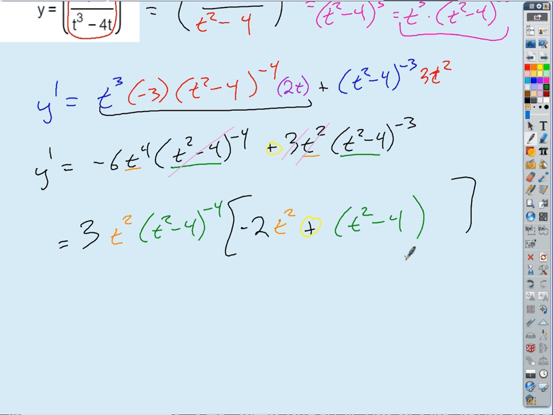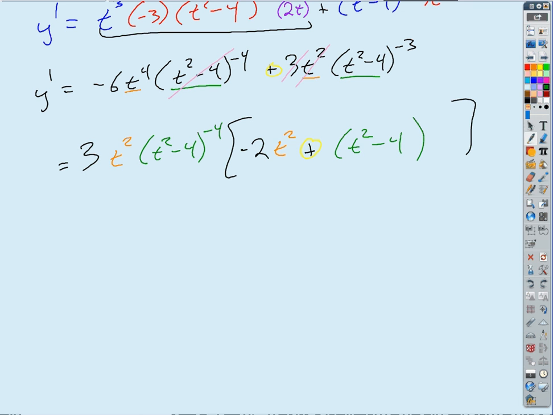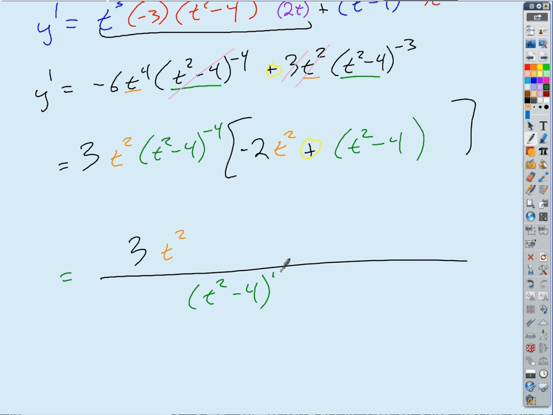Let me pause there. Questions? On that question? And then, now, we can finish this, but does that make sense? So now we can simplify this factor and write this as one big rational function, so a bunch of stuff on top, a bunch of stuff on the bottom. What do we end up with on top? Well, we've got a 3t squared on the bottom, that goes to the bottom, doesn't it? It's a negative exponent, so on the bottom, we're getting t squared minus 4 to the fourth.